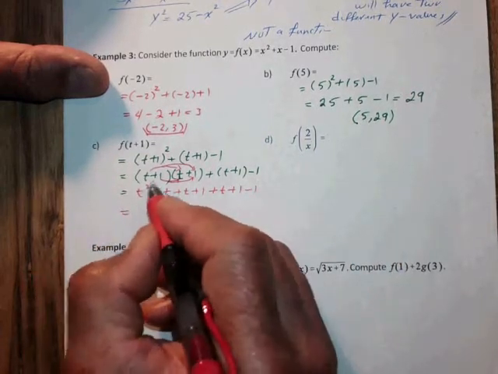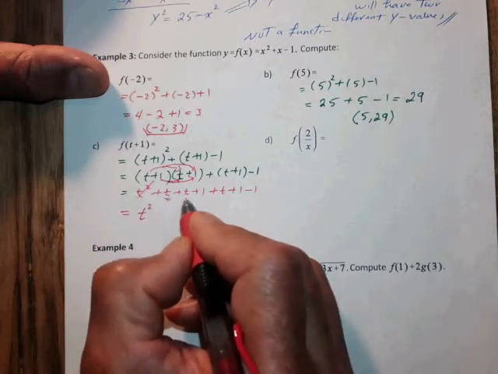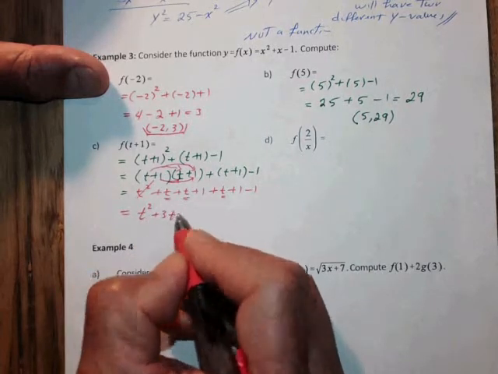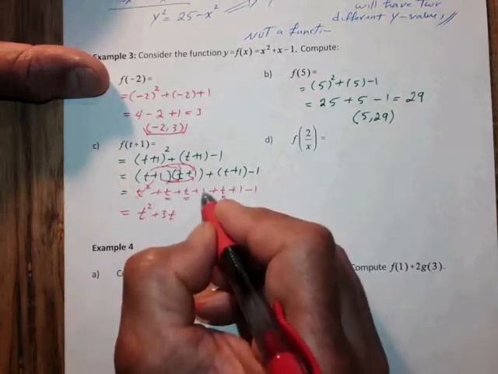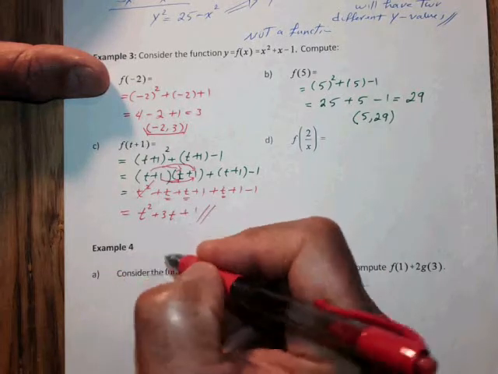Now simplify. t squared, that's the only one you have. Then I have a t here, t here, t here. There are 3 of them, so you get 3t. Then I have a 1 and 1, 2, and minus 1, you get 1, and that's the end of this.